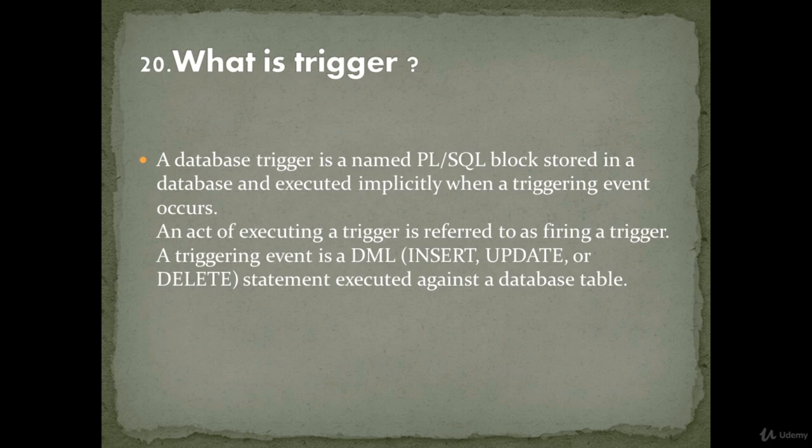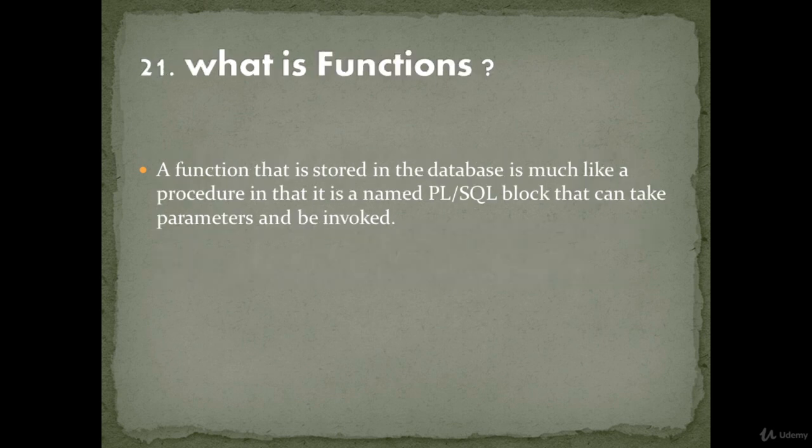What is trigger? A database trigger is a named PL SQL block stored in a database and executed implicitly when a triggering event occurs. An act of executing a trigger is referred to as firing a trigger. A triggering event is a DML statement: insert, update or delete. And it will execute against a database table. Clear? What is function? A function that is stored in a database is much like a procedure in that it is a named PL SQL block that can take parameters and be invoked.